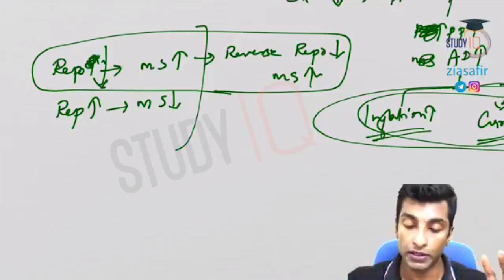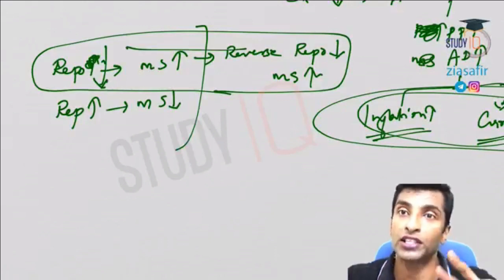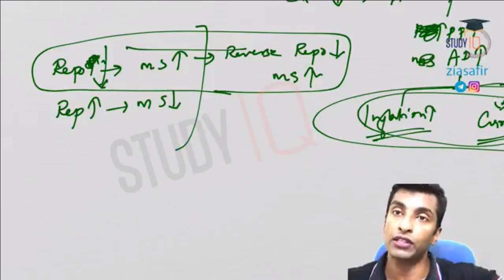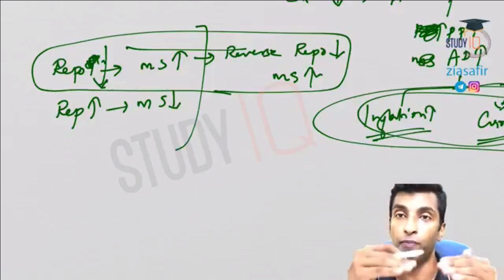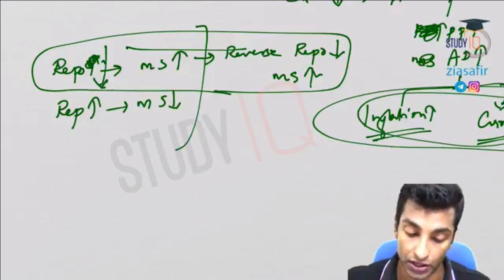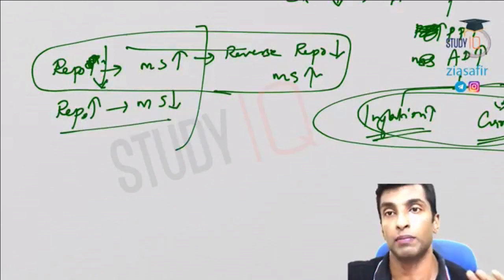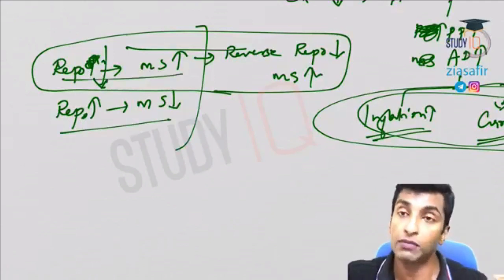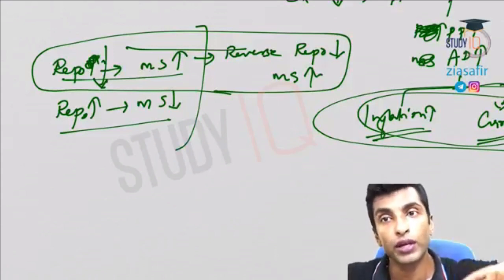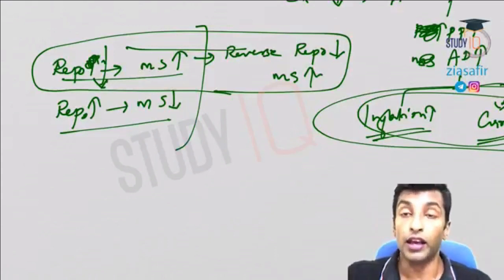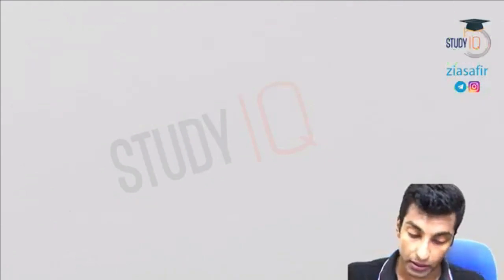So there is nothing opposite, just the name is opposite, but the operation is same. Repo increase, reverse repo increase, both the same function. Repo decrease, reverse repo decrease, both the same function. So repo increase, money supply decrease. Reverse repo increase, money supply decrease. Same. Repo decrease, money supply increase. Reverse repo also decrease, money supply increase. So I hope this is clear.